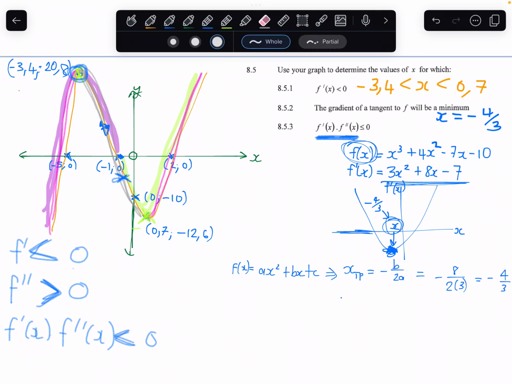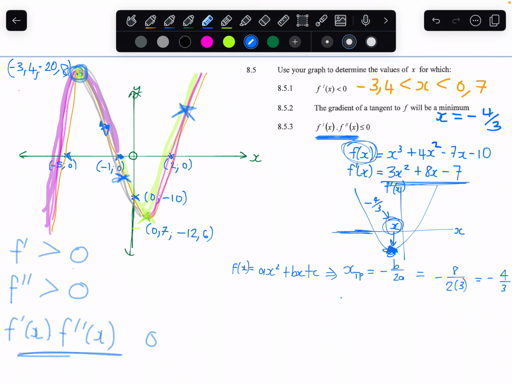Okay, let's look at one more example. Let's look at a point over here and see what's going on. So at that point, f prime is positive gradient, and the concavity is concave up, so that's also positive. So if we times them together, we're going to end up with a positive number. So a point like this should not be included in our answer, right? When x is somewhere here bigger than 2, we can see that this condition will not be met, right? Because f prime times f double prime will actually be positive, not negative.